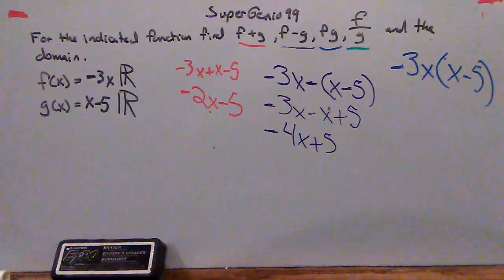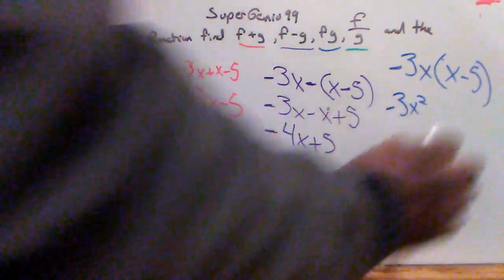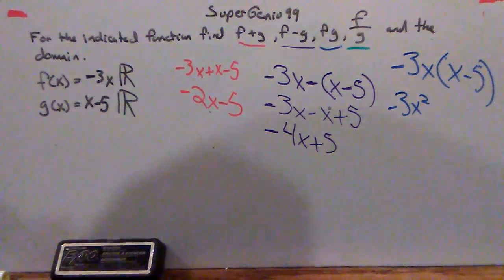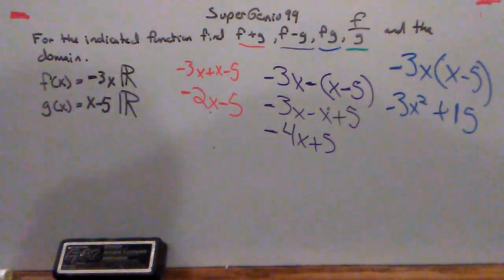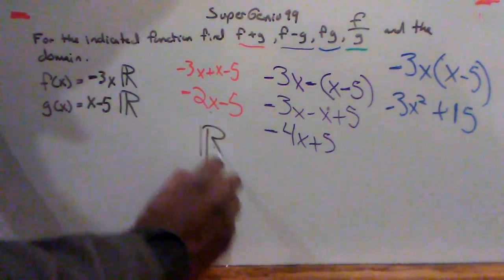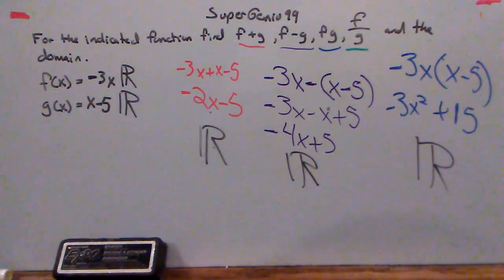Okay, negative 3x times x minus 5, so negative 3x times x. And negative 3x times 5. Okay, and then once again, all of these three are all real numbers. Okay, there is no number you can plug in that would make this function not work, not be defined. Okay, and then let's do f divided by g.